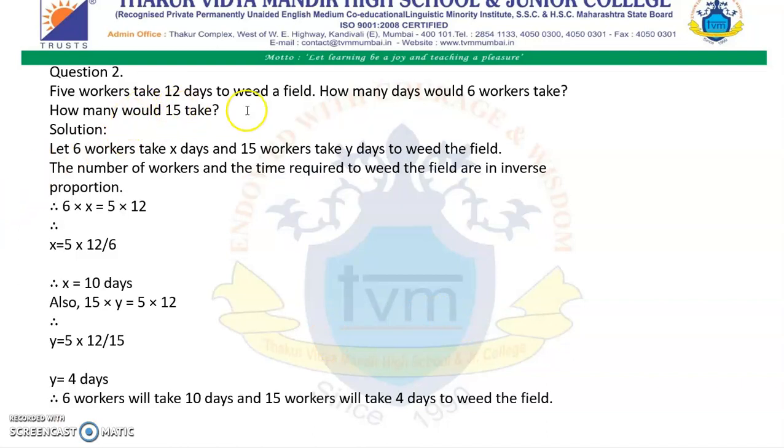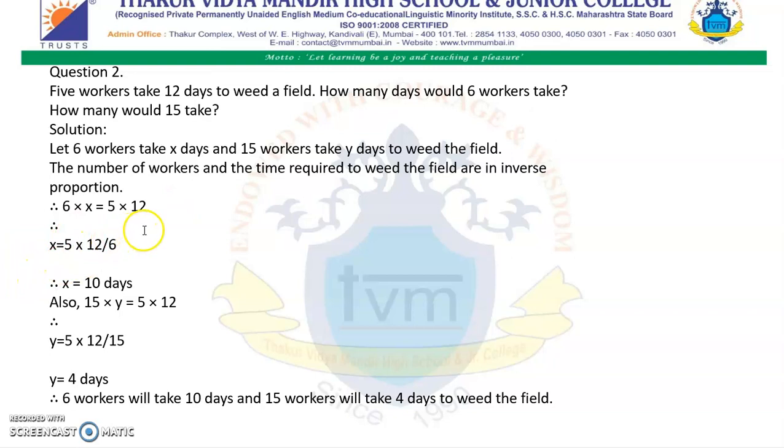Next question. 5 workers take 12 days to weed a field. How many days would 6 workers take? How many would 15 will take? Solution. Here we have to assume. Let 6 workers take X days. 15 workers take Y days to weed the field. The number of workers and the time required to weed the field are in inverse proportion.